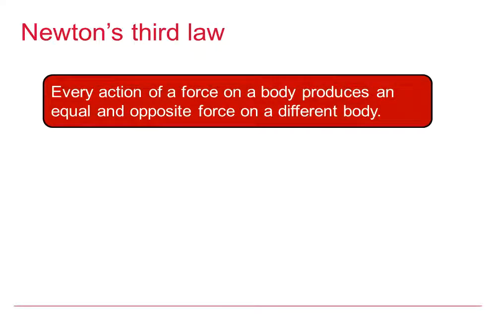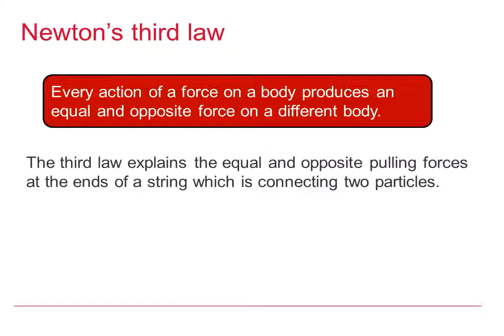Newton's third law. Every action of a force on a body produces an equal and opposite force on a different body. This third law explains equal and opposite pulling forces at the ends of a string which is connecting two particles. So if we have one particle connected to the other and they are joined by a piece of string, we can say that there's a tension T at this end, and according to Newton's third law, there's an equal and opposite tension T at the other end.